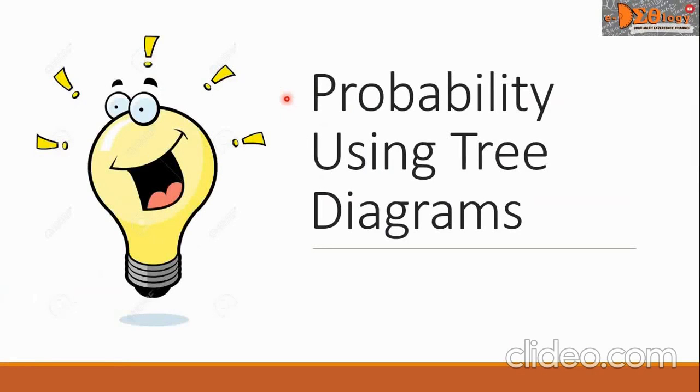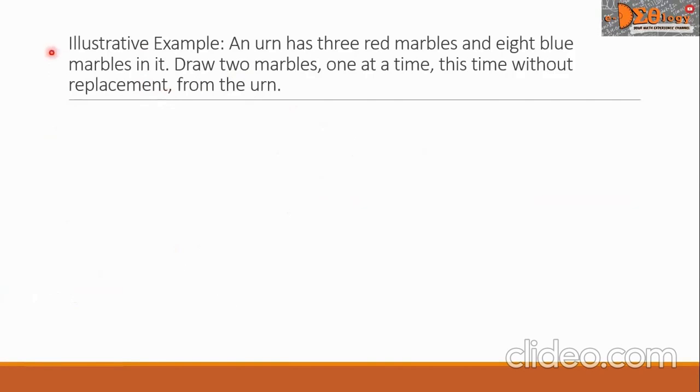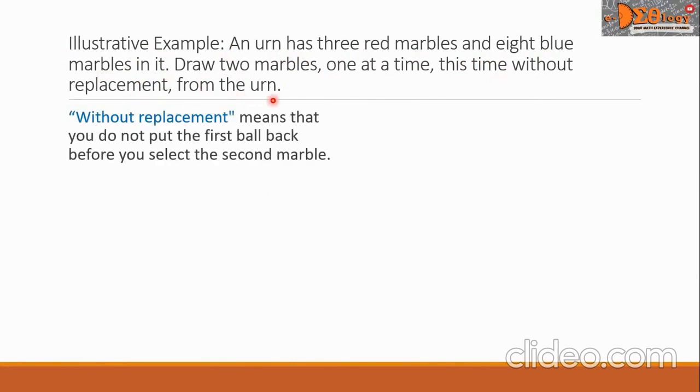Let's go now to probability using tree diagrams. Let us have an illustrative example. An urn has 3 red marbles and 8 blue marbles in it. Draw 2 marbles, one at a time, this time without replacement, from the urn. Without replacement means that you do not put the first marble back before you select the second marble.